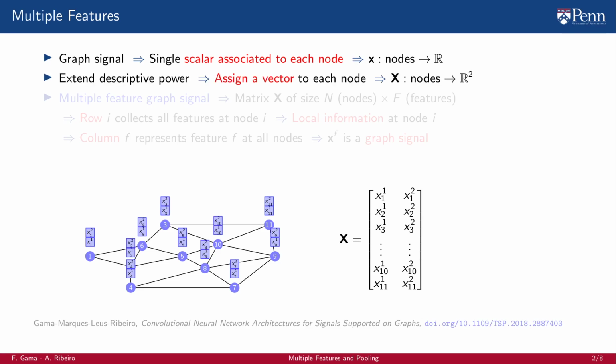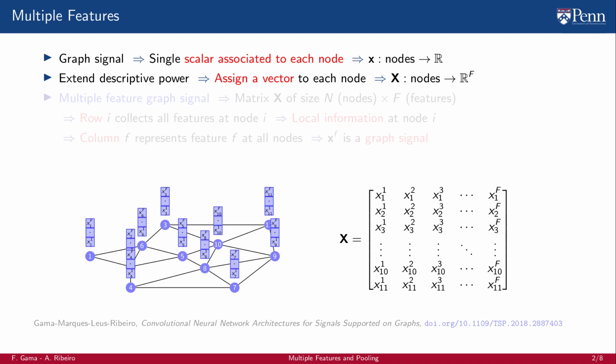We can extend this descriptive power by assigning a vector to each node instead of a scalar. For instance, when we associate a vector of dimension 2, now the graph signal becomes a matrix big X, where each column represents a scalar graph signal. We can keep adding entries to the vector associated to each node, which amounts to adding columns to the matrix big X. Each entry of the vector associated to a node is called a feature.